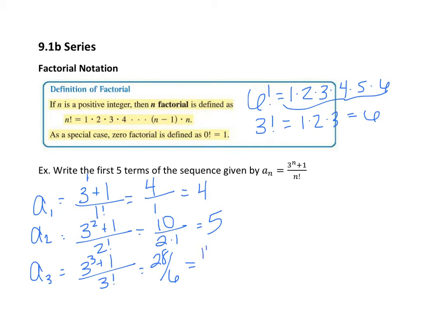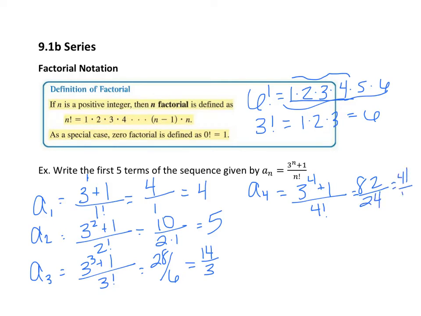Reduce them both by 2. 14 thirds. A sub 4, the fourth term, 3 to the fourth plus 1 over 4 factorial. 3 to the fourth is 81 plus 1 would be 82. 4 factorial, 1, 2, 3, 4, so that'd be 1 times 2 is 2, times 3 is 6, times 4 is 24. Reducible by 2, 41 over 12.